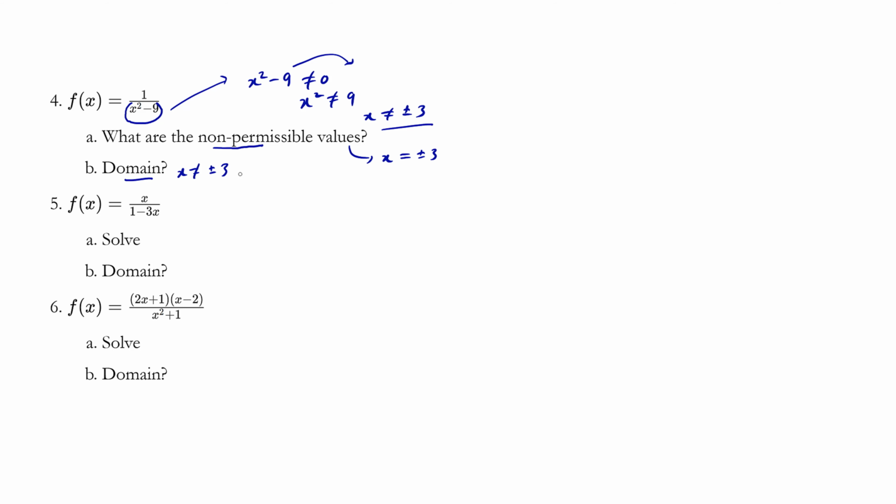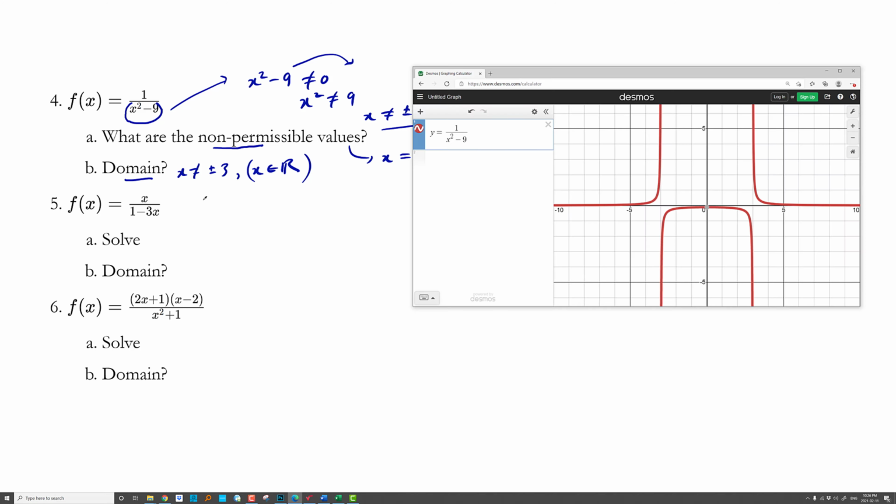And by the way, the domain, when you say x can't be this, it secretly implies that, oh, by the way, x belongs to real numbers. Everything else is okay except for this, and that's enough. Let's try graphing this on Desmos. So this is a very interesting graph. Notice how when x equals negative 3 or positive 3, we have a vertical asymptote. So by setting the denominator equal to 0, we can identify the vertical asymptotes. Furthermore, we know the domain and the non-permissible values, which are closely related.